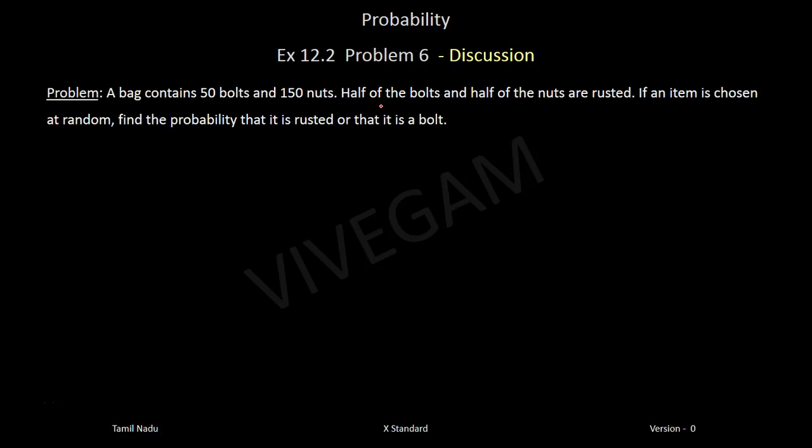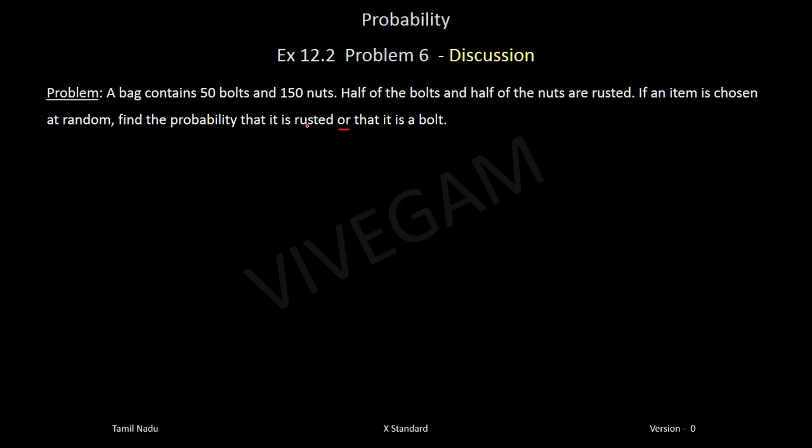A bag contains 50 bolts and 150 nuts. Half of the bolts and half of the nuts are rusted. If an item is chosen at random, find the probability that it is rusted or that it is a bolt. Now the first thing which you have to see is "or": rusted or that it is a bolt.